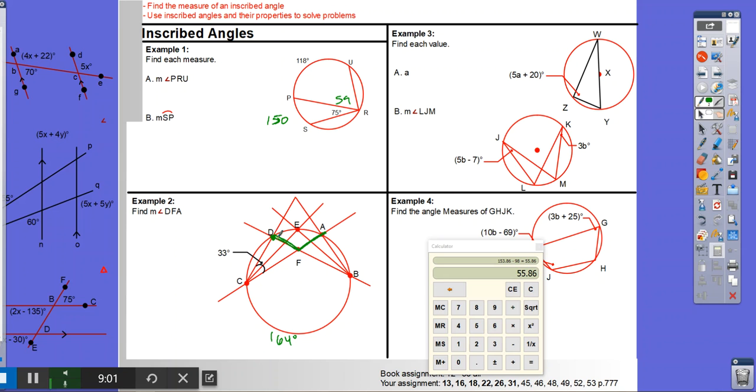All right, so the first thing I know is this angle here is 33, which means this arc right here, I'll use a different color, has to be twice that. So if it's twice that, that means that it's 66. Okay. So I know that this is 66. I know that this is 164. All right. Great. So now what? Well, I know that this is also 33, because it meets at the same piece here.